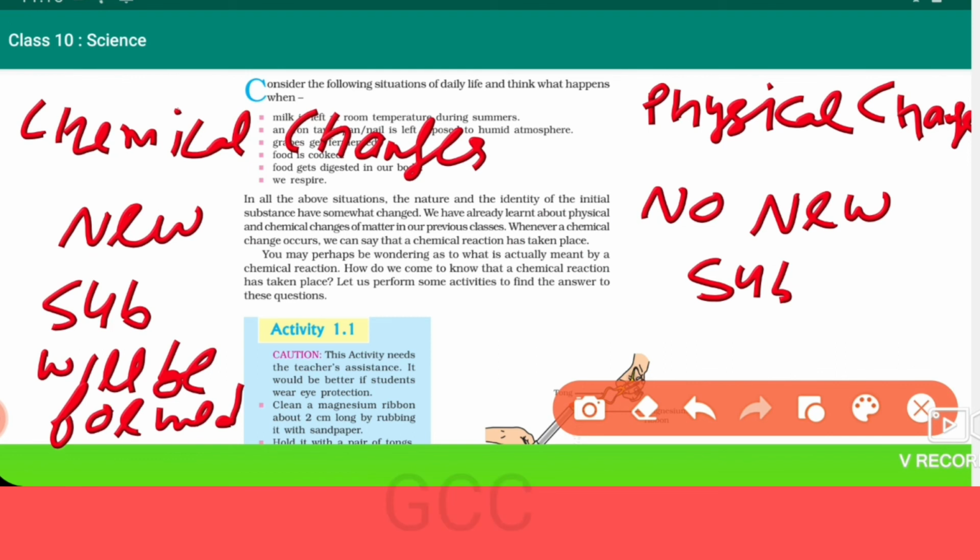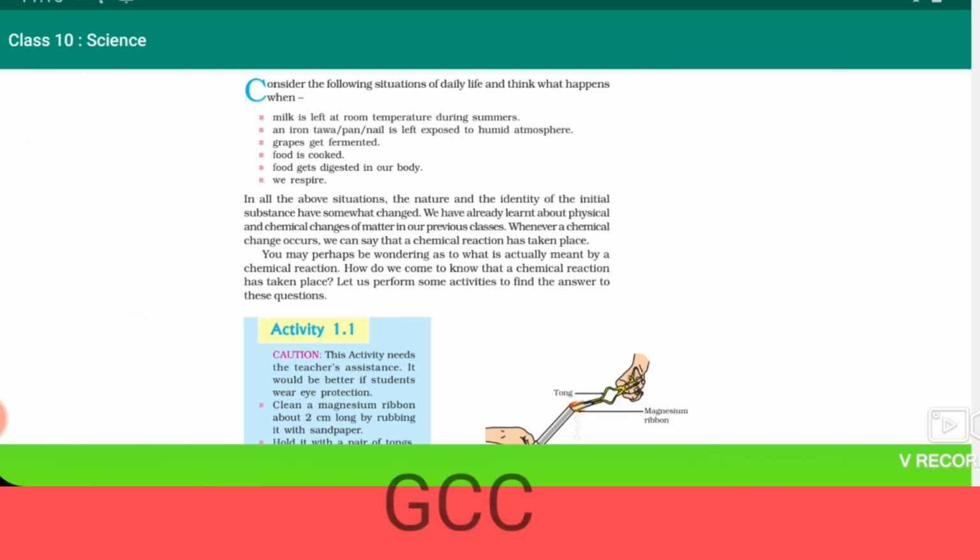When milk gets spoiled, this is a chemical change. Food getting digested is a chemical change. Grapes getting fermented is a chemical change. We respire, it is a chemical change, because in all these cases a new substance has been formed. I hope you are getting my point. So this is the difference between physical change and chemical change. So let's start the paragraph.